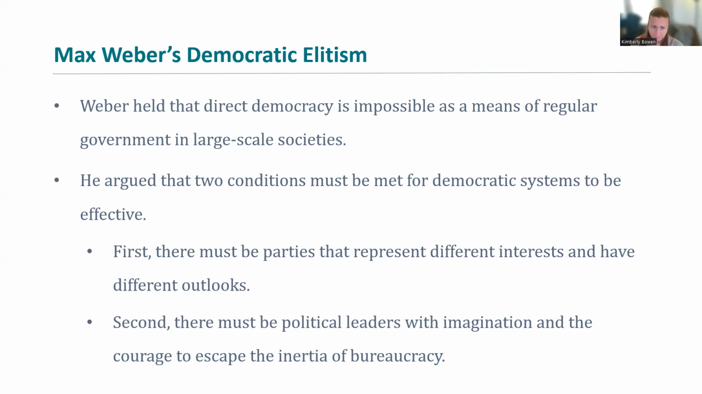Now, back to Weber, he argued that there are two conditions that must be met for democratic systems to be effective. First, there must be parties that represent different interests and have different outlooks. And second, there must be political leaders with imagination and the courage to escape the inertia of bureaucracy. So you have to have political leaders that are going to be able to operate together and get things done. And you're going to have parties that represent the people.